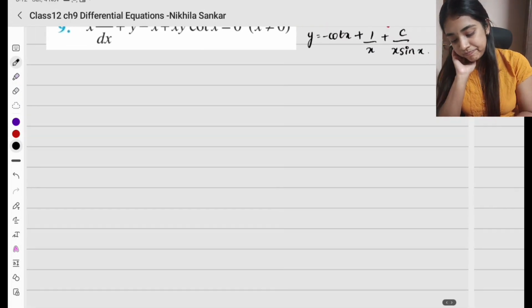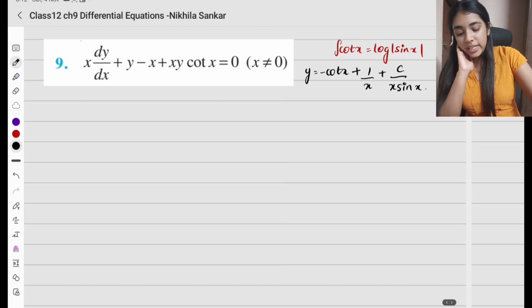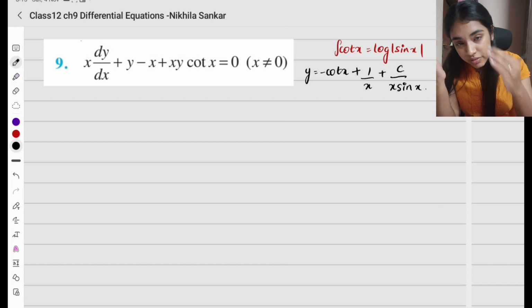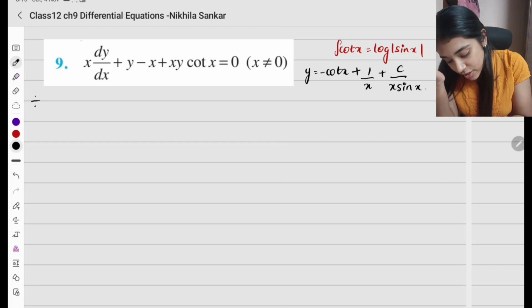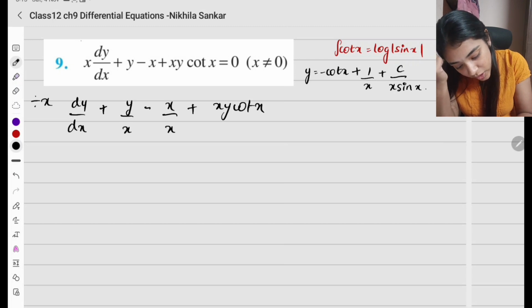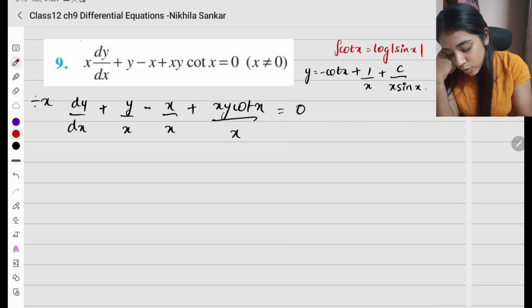Question number 9. So, this is not of the form that we want. So, what am I going to do? First of all, I'm going to divide the whole equation by x. So, dividing the whole equation by x, dy by dx plus y by x minus x by x plus x y cot x divided by x equals 0 divided by x.